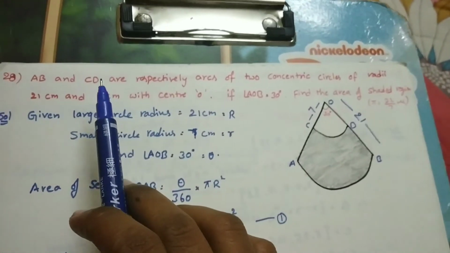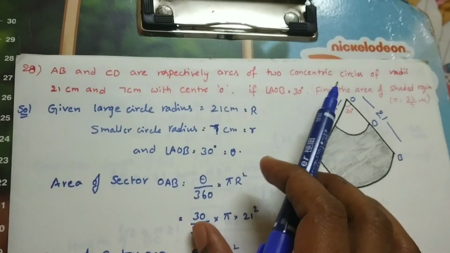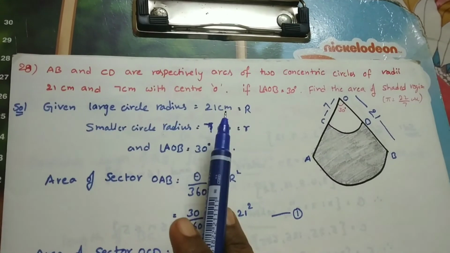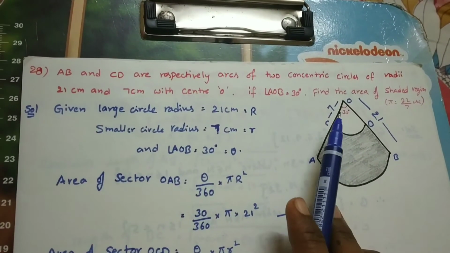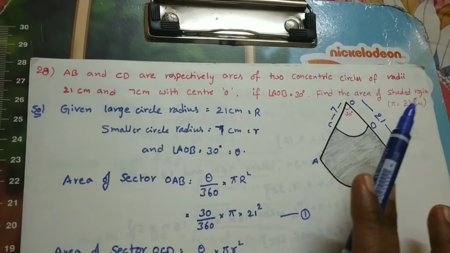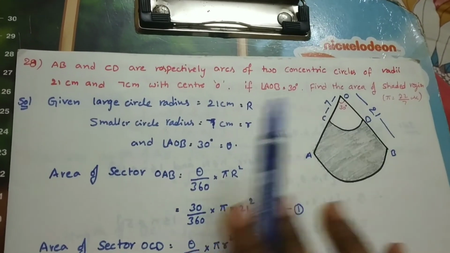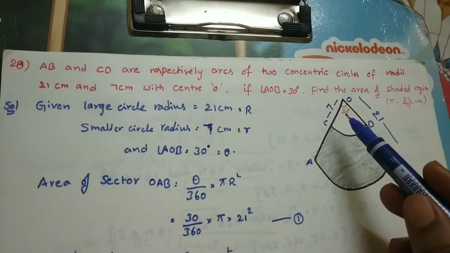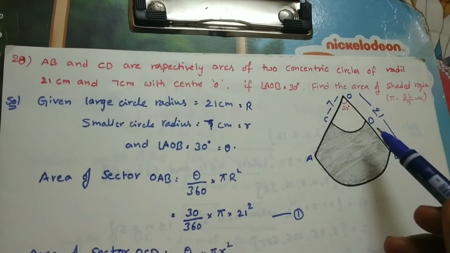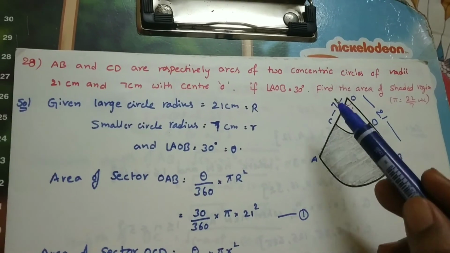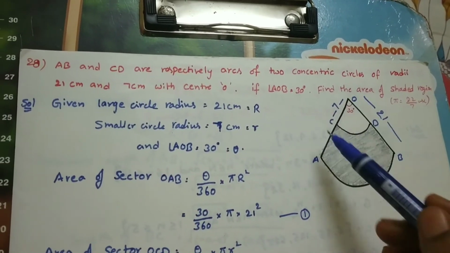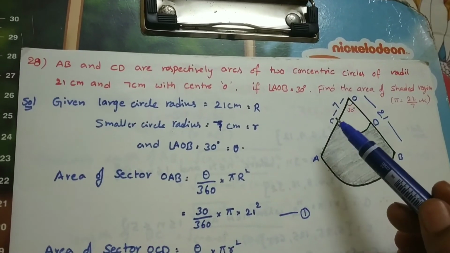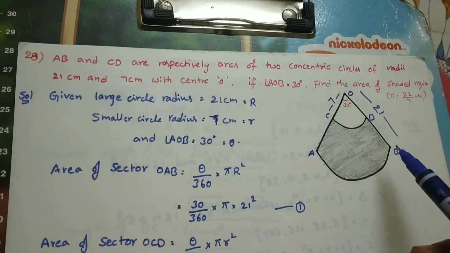28th question. AB and CD are respectively arcs of two concentric circles of radius 21 centimeters and 7 centimeters with center O. If angle AOB is equal to 30 degrees, find the area of the shaded region. If you draw the diagram like this, there are two concentric circles. This is the smaller circle and this one is the large circle. The smaller circle radius is 7 centimeters and the larger circle radius is 21 centimeters.